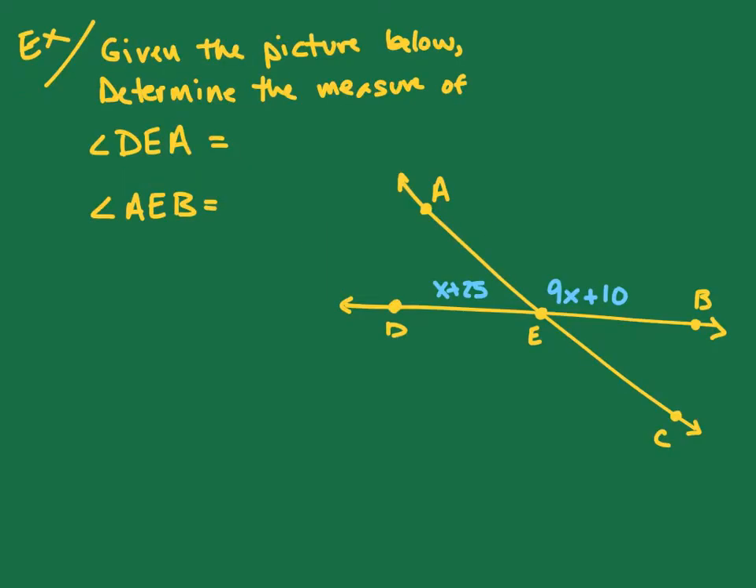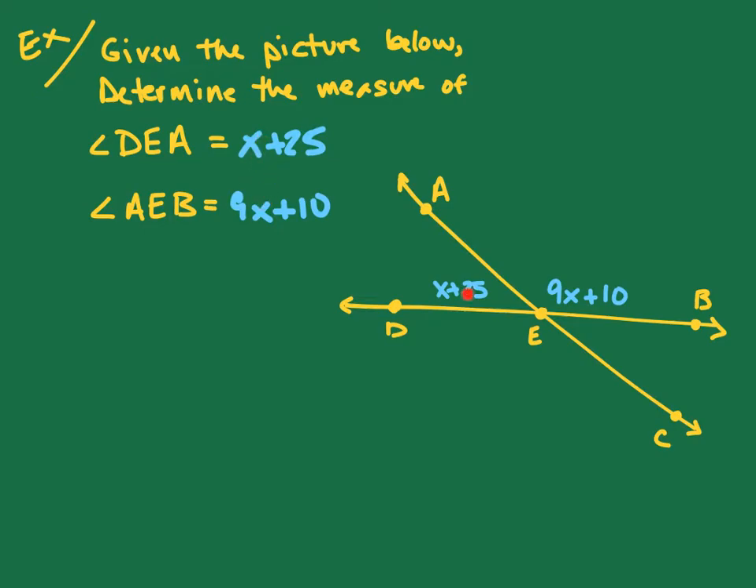Okay, so on this example, it says, given the picture below, determine the measures of angle DEA and the measures of angle AEB. So DEA has a measure of x plus 25, all right? And the measure of angle AEB is 9x plus 10. So I want to actually figure out what degree measure these angles have. But before I do that, I have to figure out what x is.